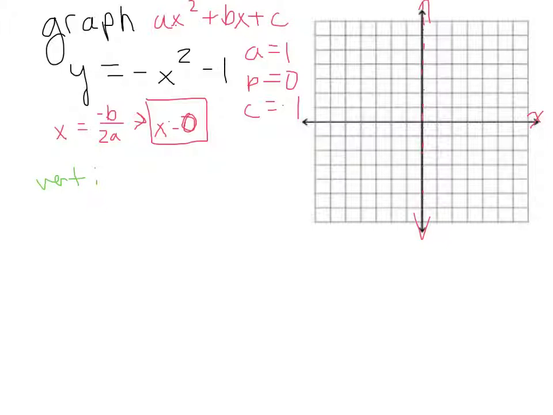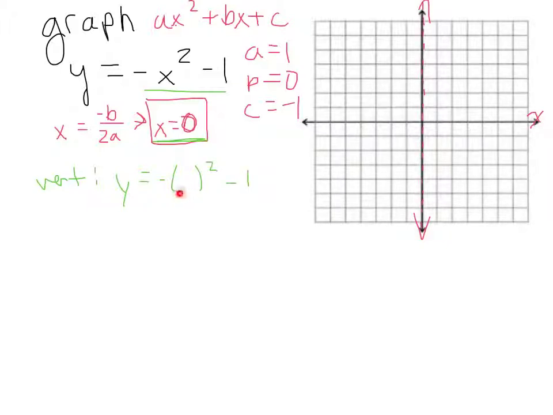Remember, we find the vertex by taking our axis of symmetry and plugging it into our function. The reason why we're doing that is because the axis of symmetry and the vertex are both in the middle of the parabola. So if we plug it in, we get y equals -x squared minus 1.